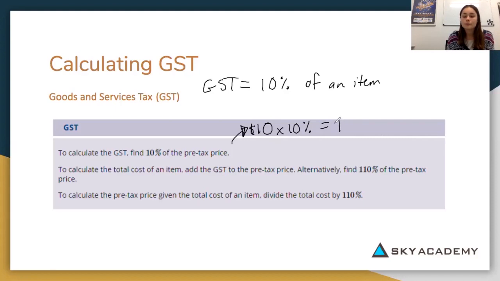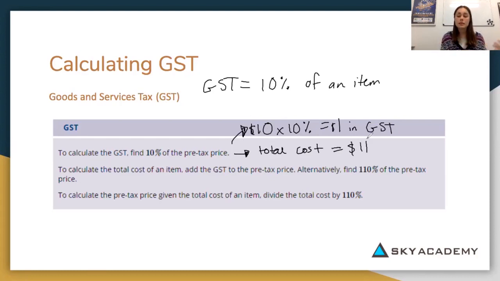And this GST, this $1 in GST, will get added to the pre-tax price or the original value of the item. And so the total cost of an item will then become $11. So the consumer, or the person who buys this product, will pay $11, where $1 is the tax or the GST.